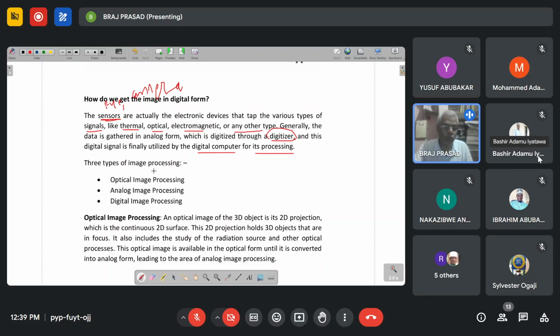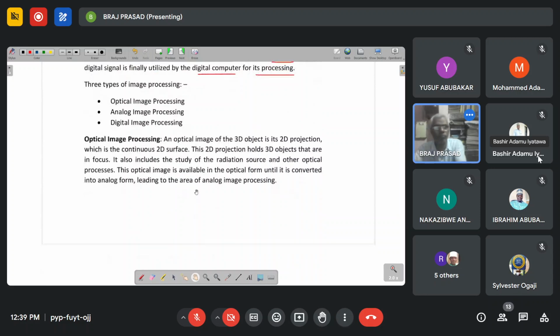Three types of image processing are required or used. First is called optical image processing, second is analog image processing, and third one is called digital image processing. I'm not going to read the definition of this optical image processing. You can read this, or you can take a screenshot of it.